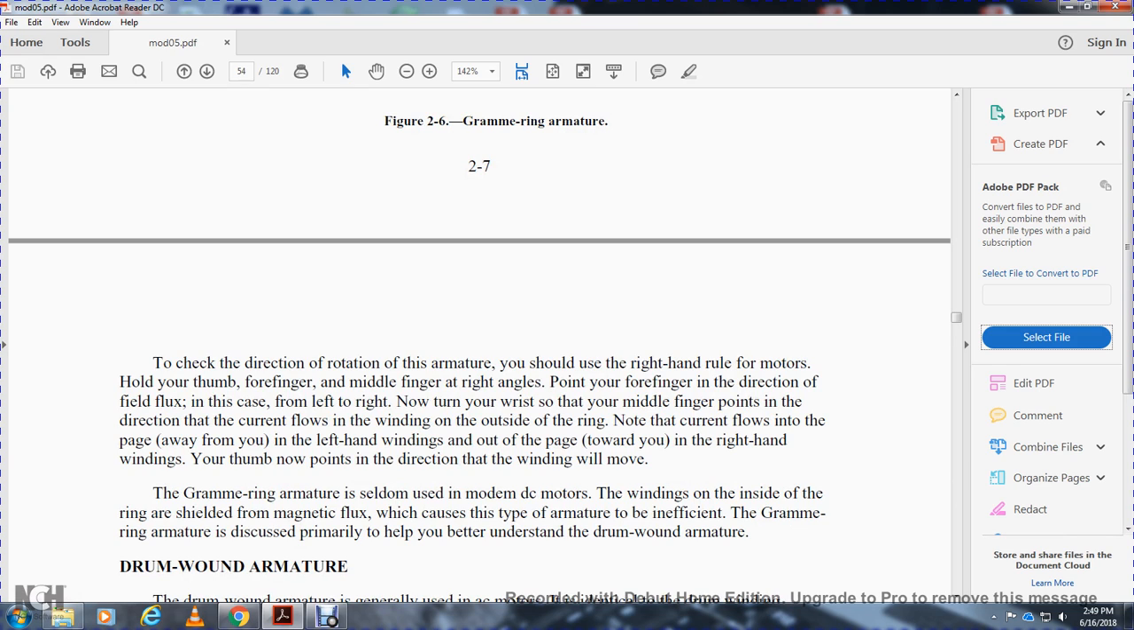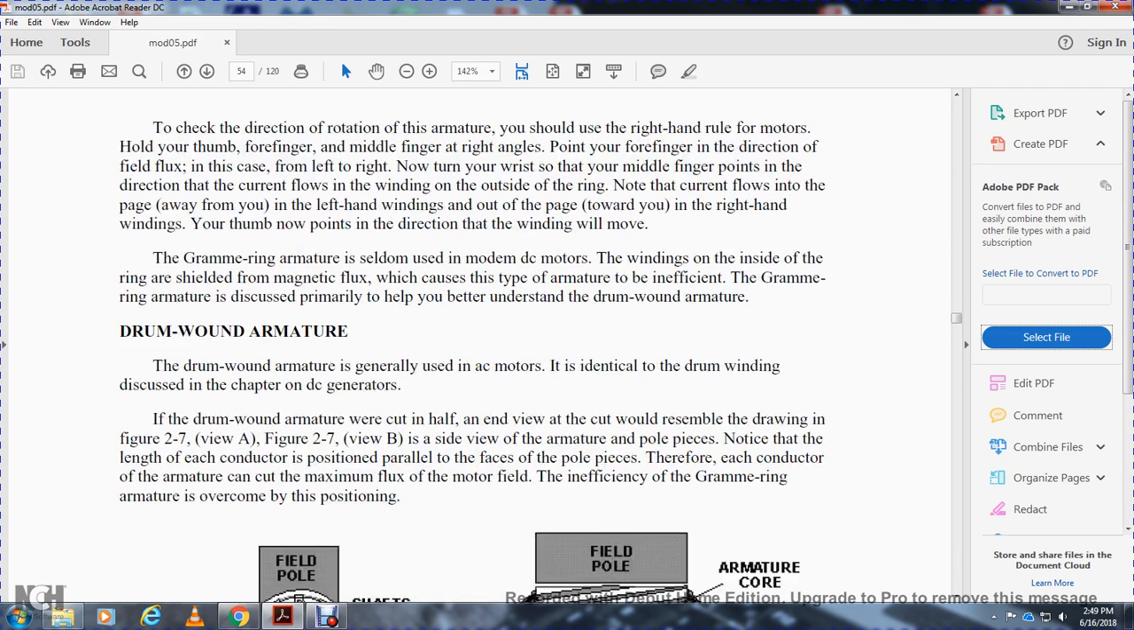Note that the current flows through the page away from you on the left hand windings, and out of the page towards you on the right hand windings. The thumb now points in the direction the winding will move. The Gramme ring armature is seldom used in modern DC motors.